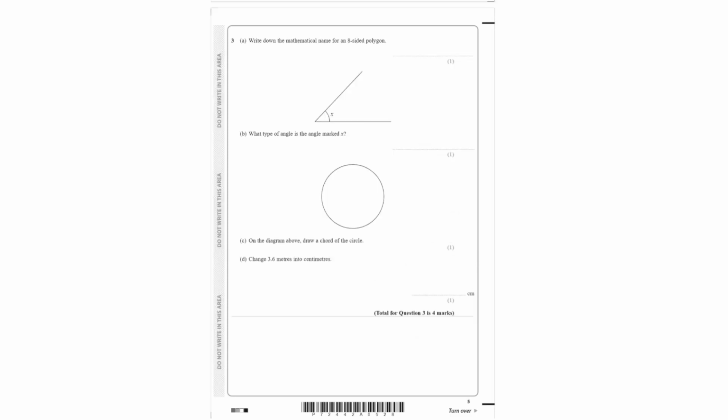Question 3. Write down the mathematical name for an 8-sided polygon. An easy way to remember this is, what animal has 8 legs? An octopus. So we write here octo for 8 and gon. So we write octagon.